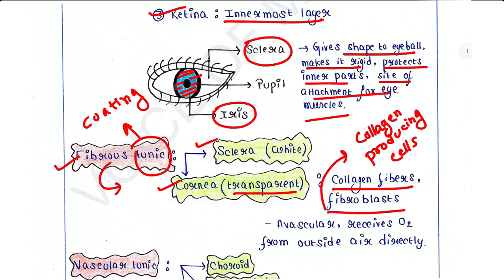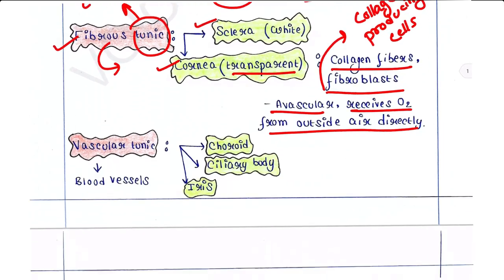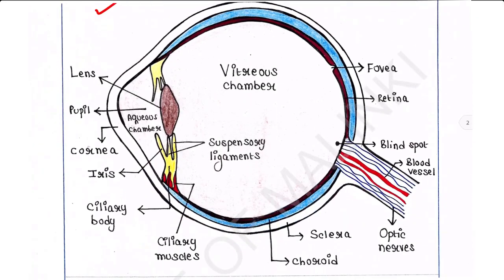Now one thing is very important to remember, that cornea is avascular. That means it does not connect with blood vessels. Now if it does not connect with blood vessels, where does it get its oxygen from? It receives its oxygen directly from the outside air. This is a peculiar characteristic of cornea. Right? Okay.